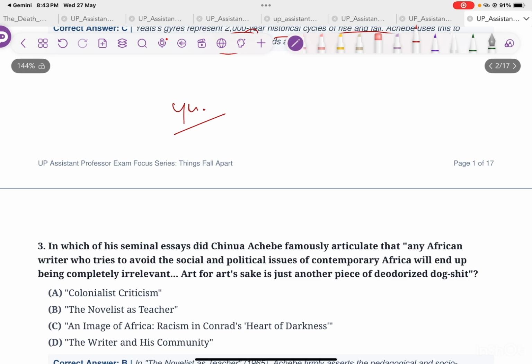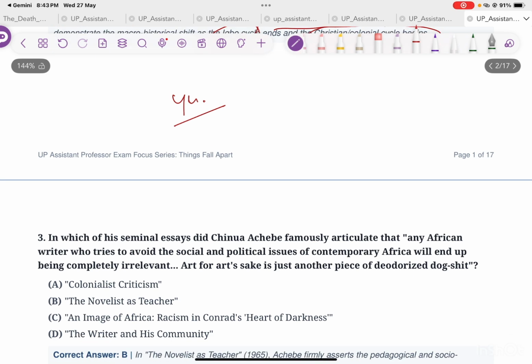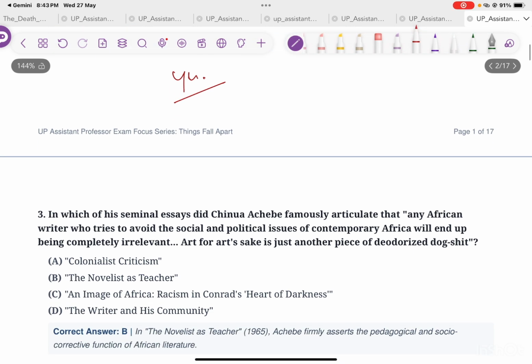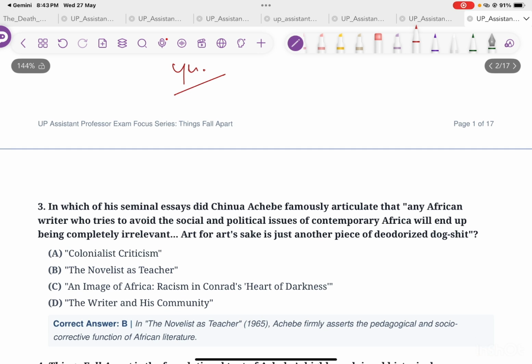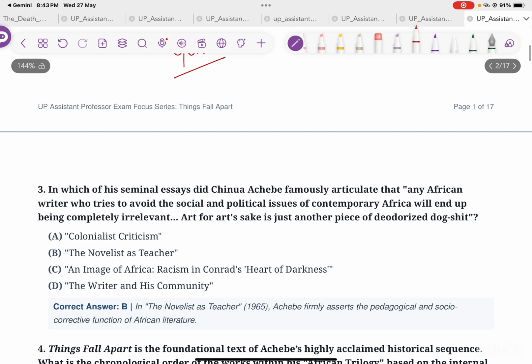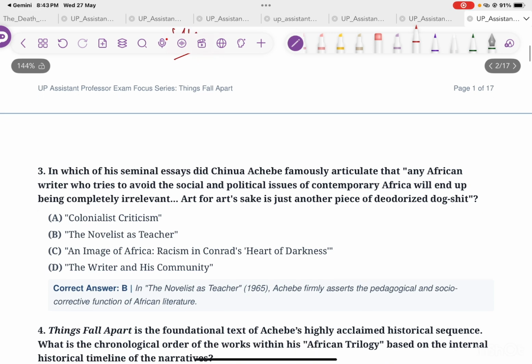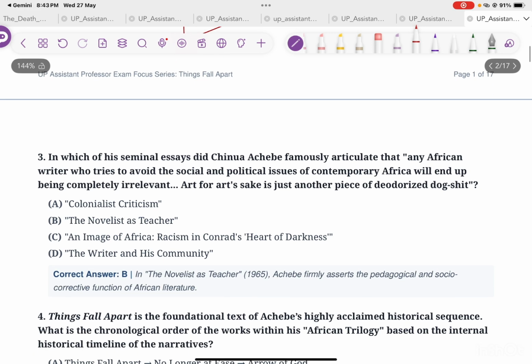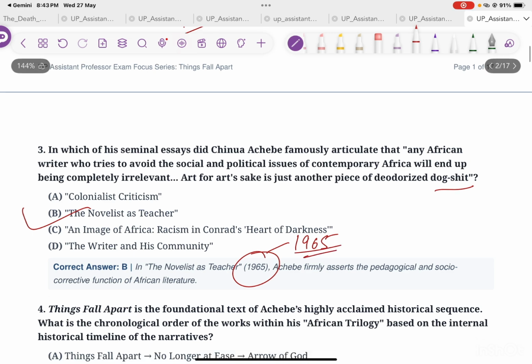In which of the seminal essays did Achebe famously articulate that any African writer who tries to avoid the social and the political issues of contemporary Africa will end up being completely irrelevant? Art for art's sake is just another piece of deodorized dog shit. So, what is the novel as a teacher? The novel as a teacher is an essay, and it is published in 1965.